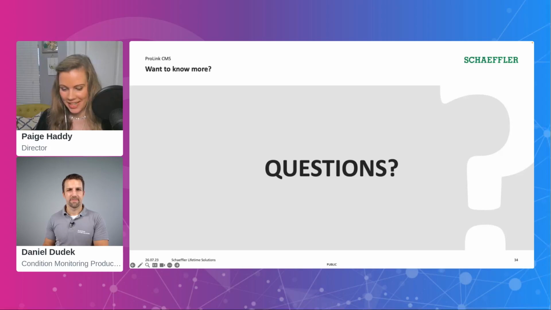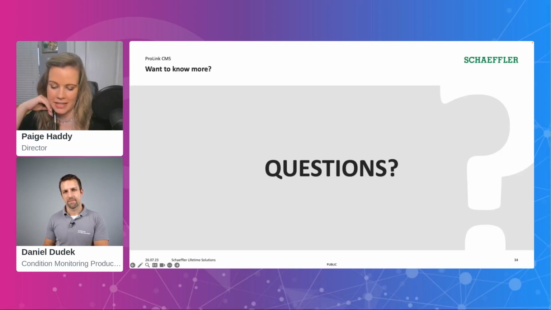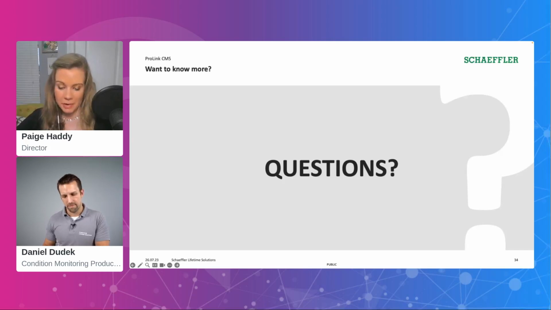So next up here, Daniel, we have a question that reads, can the Optime system detect electrical faults with an AC motor? And then they're asking for an example of a bad rotor or stator winding or broken rotor bar.